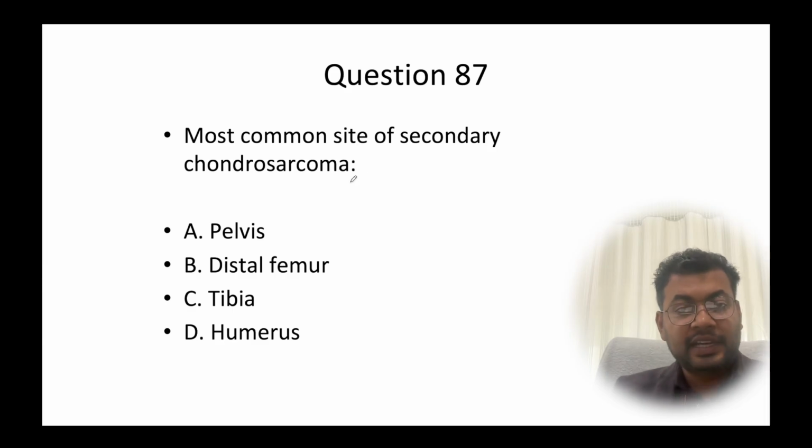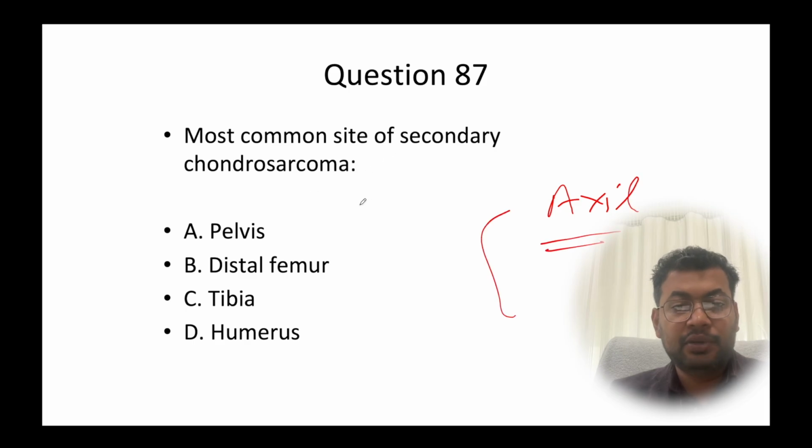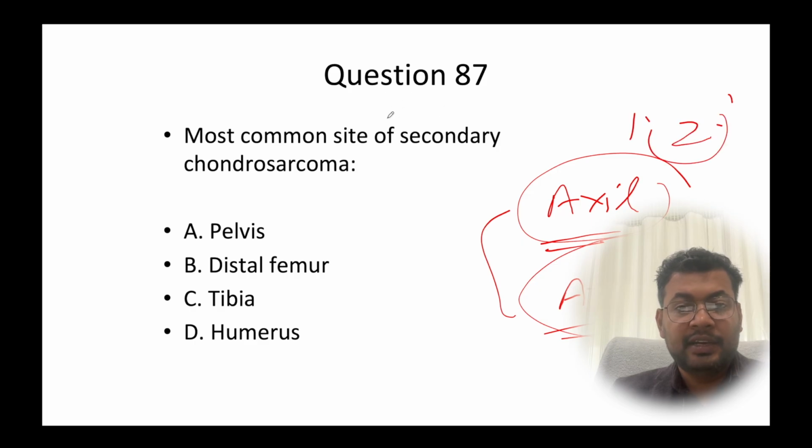Most common site of secondary chondrosarcoma. It is pelvis, distal femur, tibia, humerus. So the primary chondrosarcoma is axial, and secondary chondrosarcoma is again axial. So whether this is primary or secondary, the most common location is axial location, and out of these only pelvis is axial. So the answer is A, pelvis.